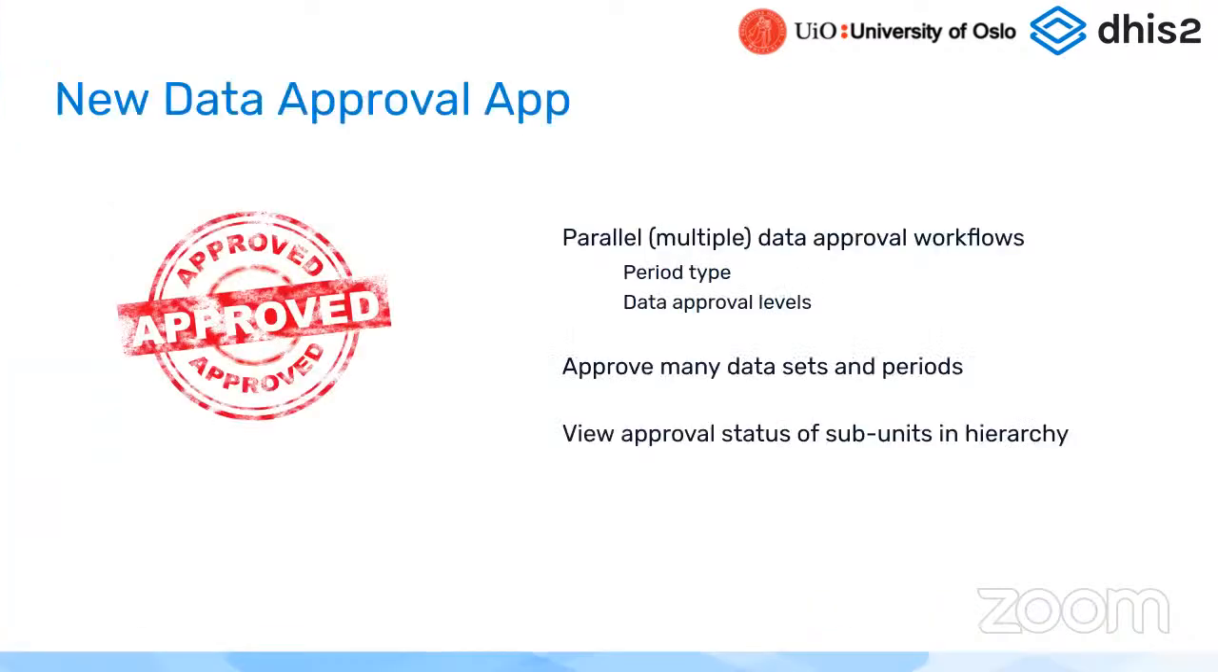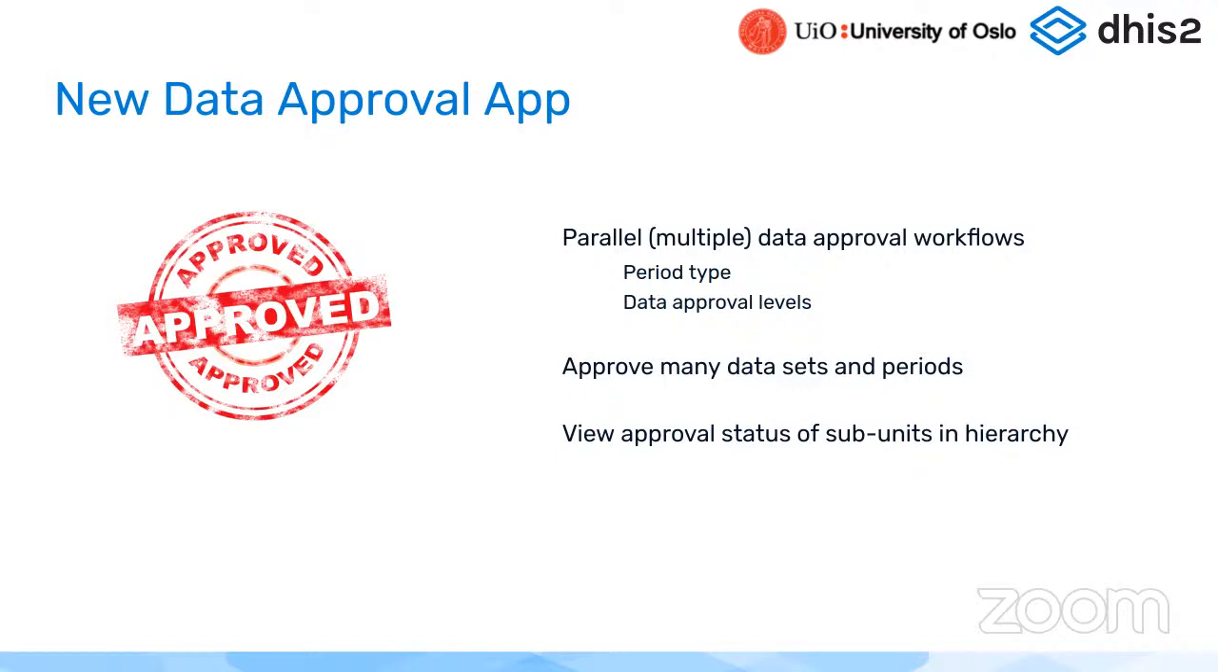So let's start with looking at the new data approval application that came out in 2.37. In the data model, we actually have had support for what we call parallel or multiple data approval workflows for quite some time. It's been there for at least 2 years, but we haven't had the chance to support this in our own applications yet. It's been used by third-party applications, but not our own core application. So with the new approval application, we now have the opportunity for creating parallel and multiple data approval workflows, meaning that you can have multiple approval streams going on at the same time in the same DHIS2 installation.